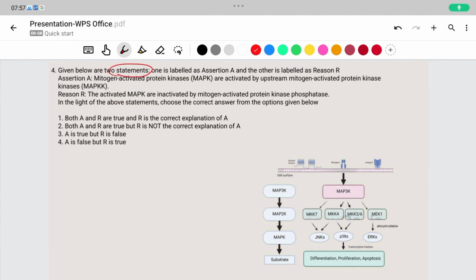So here is a statement based question. One is the assertion and one is the reason, the conventional one. The assertion is saying the mitogen activated protein kinase, that means MAPK, are activated by upstream MAPKK. So this is the basic structure of the ERK or MAP kinase pathway, that is the signaling pathway.